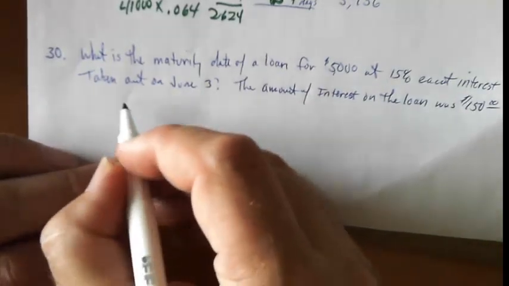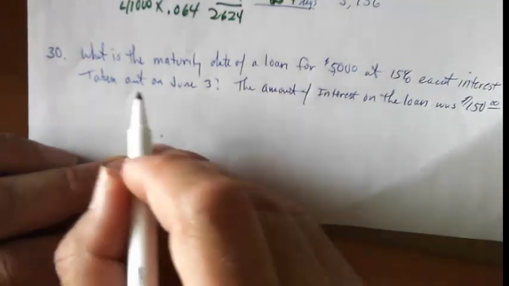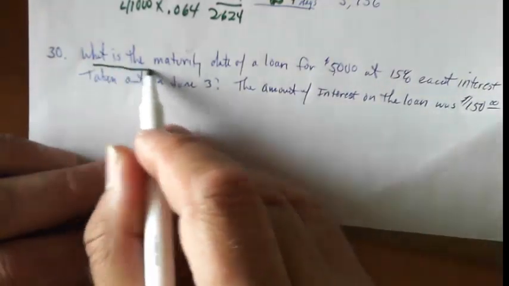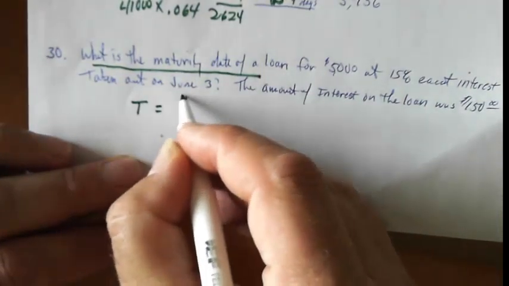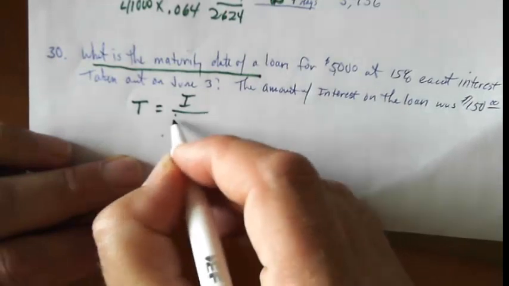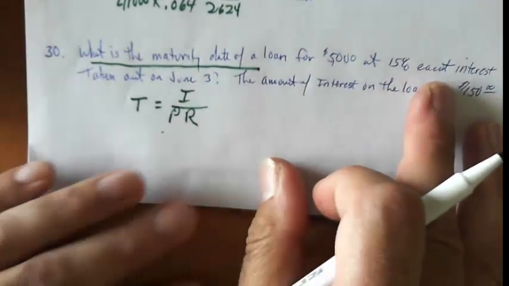So first off, which formula do we need? Well, we're looking for time. Okay, what is the maturity date? Okay, so we need the time formula, the one we just worked with. Okay, so that's the formula we need. So that's the first thing we need to decide.